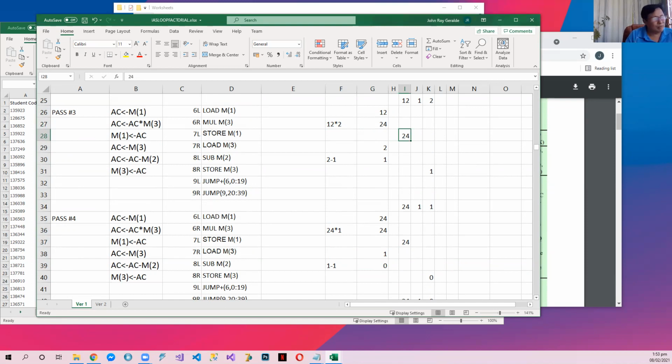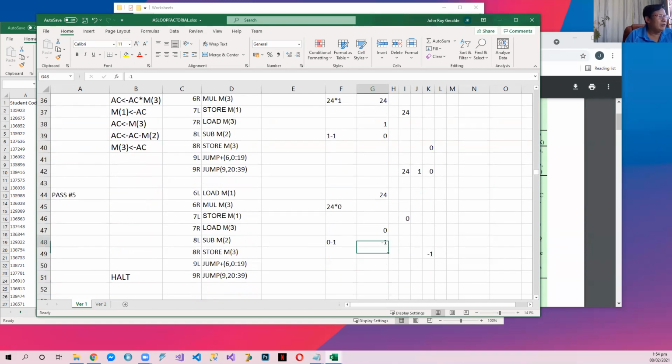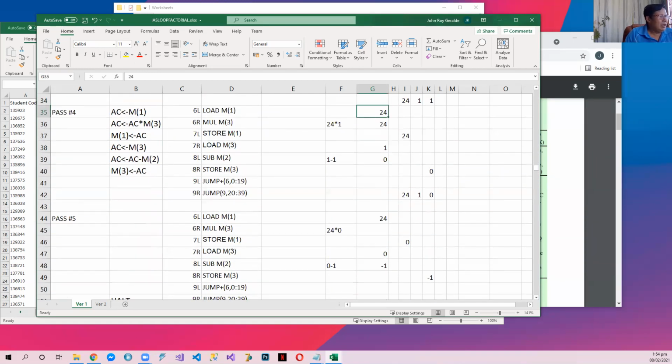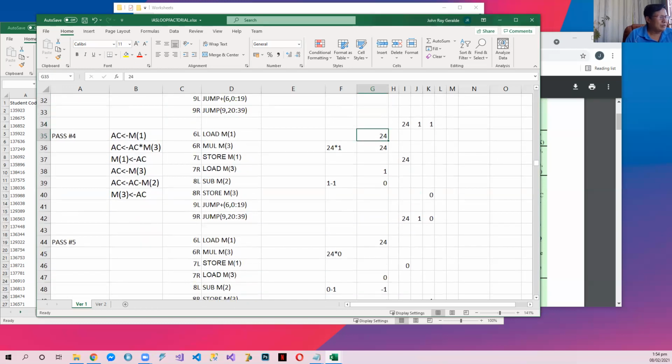Now we compute for the next multiplier. So we load 2, we subtract 1, we get 1. And that's our next multiplier. Do you follow? Now, the next is jump plus. 1 is still a plus. So we'll proceed. So we will go here. And then we compute the next partial product. 24 being the last one, we multiply it with the next multiplier, which is 1. So 24 times 1 is 24. We store it here. We compute for the next multiplier. We have 1. 1 minus 1 equals 0.